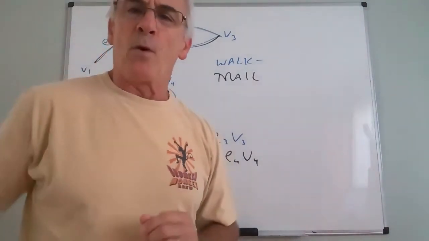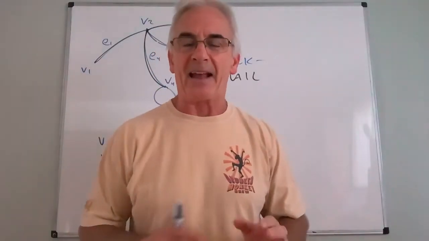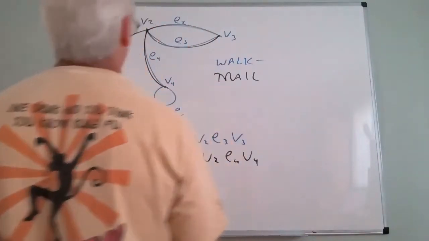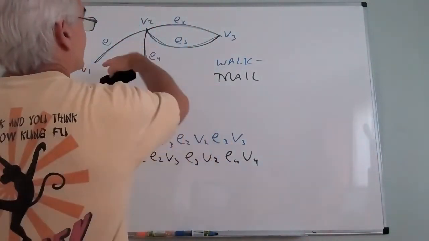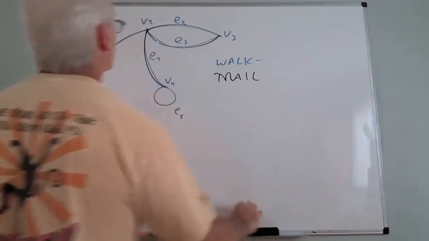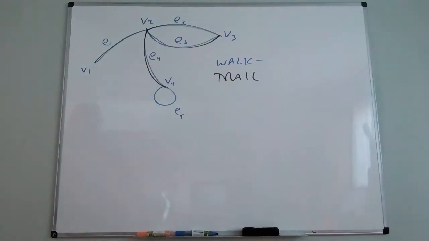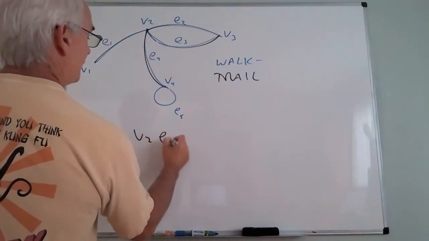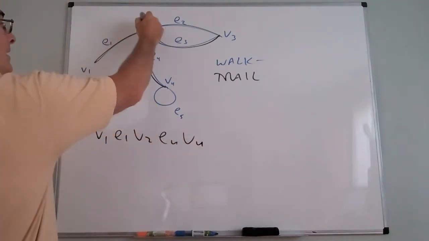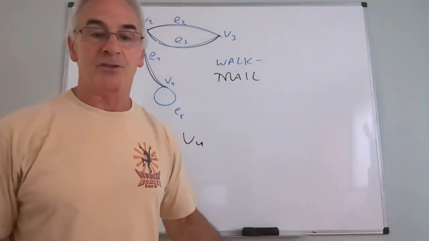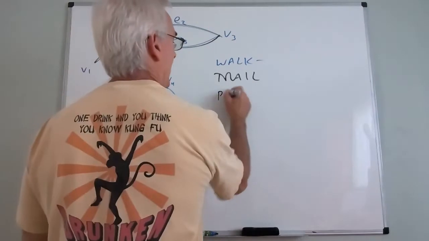Now, what if I really want to go hiking and I want to see as much as I can and I don't even want to repeat vertices. All right, is that possible to do? Yeah, so let's say in this case here, we did something like this. We went V1, E1, V2, E4, V4. So we went here and we went here. We never hit anything twice. No vertices, no edges, nothing twice. That is called a path.